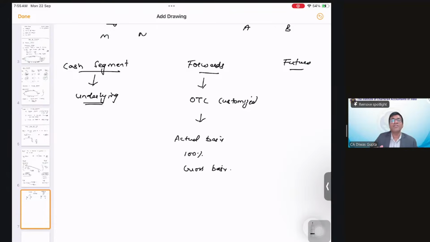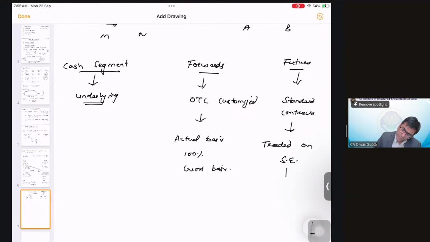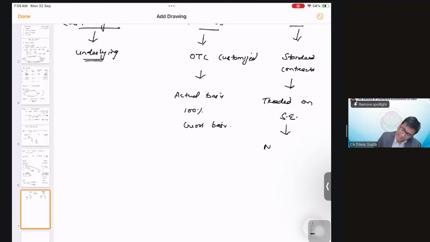That means I need to take the physical delivery of the crude oil. I need to pay the amounts on a totality basis to take the physical delivery. Okay. Futures are standard contracts. These are traded on the stock exchange, and in this case net payoffs are given or paid for settlement, students.